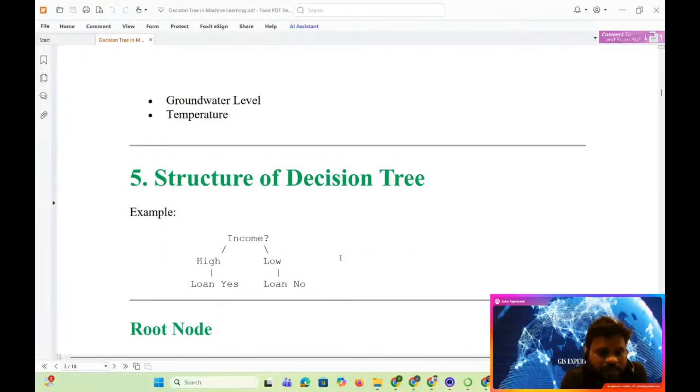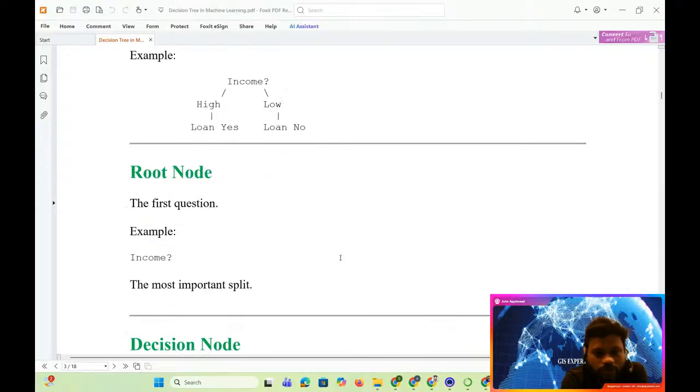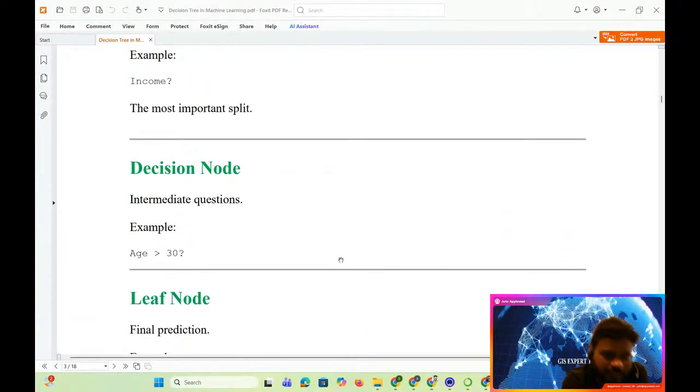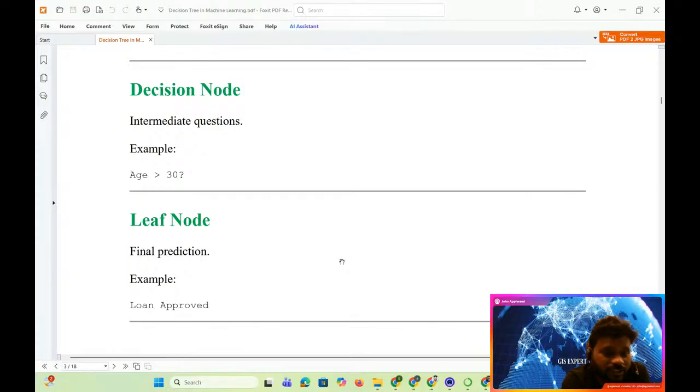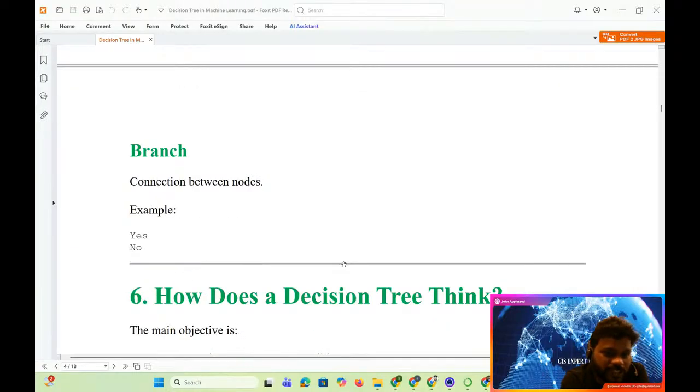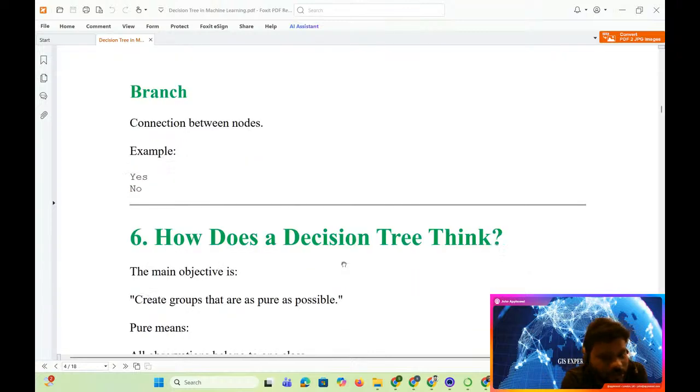Structure of a decision tree: income high, loan yes; low, loan no. Root node, the first question, for example income, the most important split. Decision node, intermediate questions, for example age is 30. Leaf node, the final prediction, for example loan approved. Branch, the connection between nodes, for example yes or no.